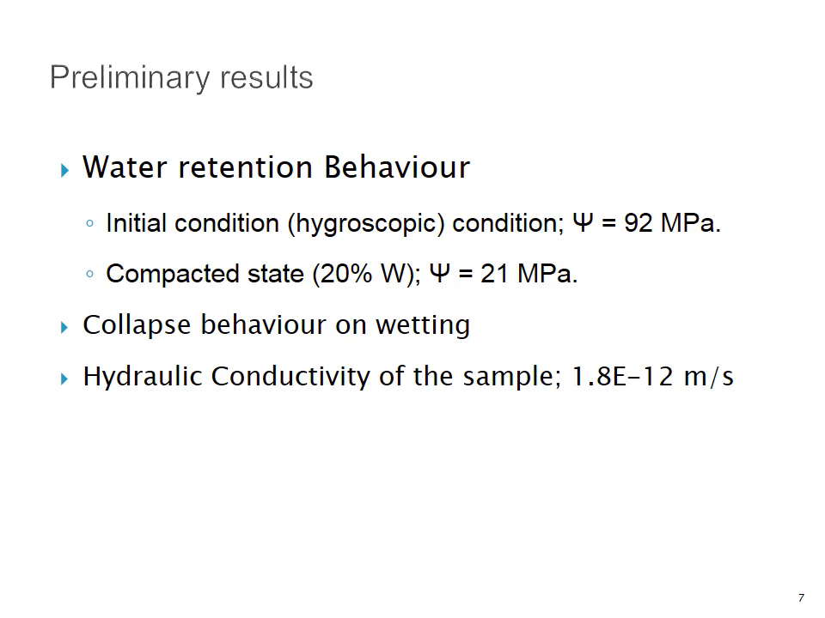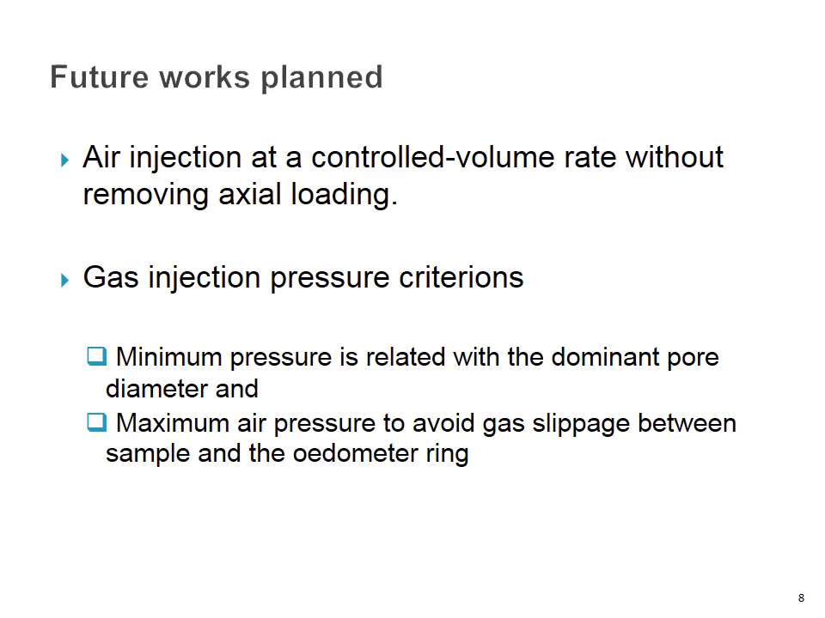The hydraulic conductivity of the sample was also measured by maintaining a hydraulic gradient between outlet and inlet. The permeability which was measured was found to be of the order of 10 to the power of minus 12 meters per second. The gas flow tests are also planned on the samples, keeping in mind the following steps.